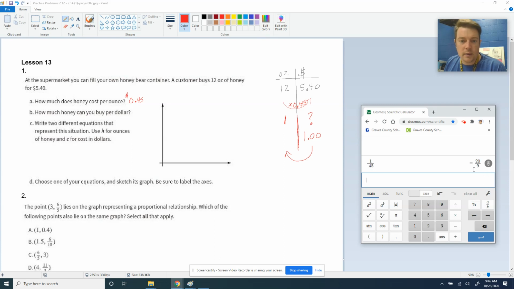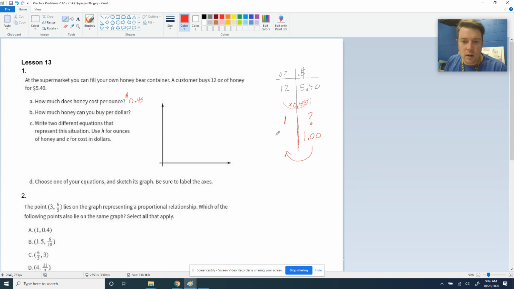Let's write 20 ninths. I like writing that better. So I'm going to write 20 ninths of an ounce. 20 ninths of an ounce is how much I get for $1, which is a little over 2. Now we have to write two equations that represent this situation. We use H for ounces of honey and C for cost in dollars. So we've got to write two equations.